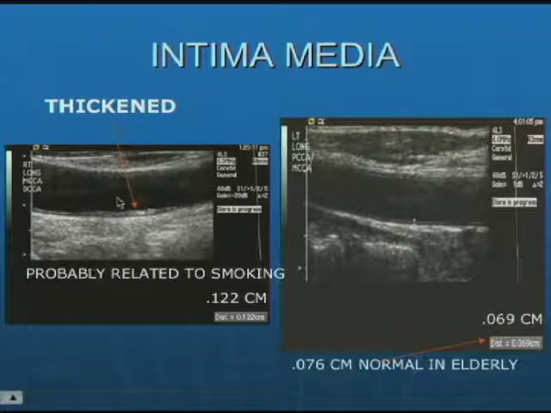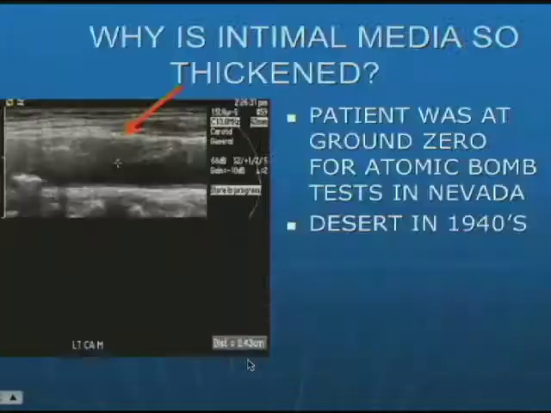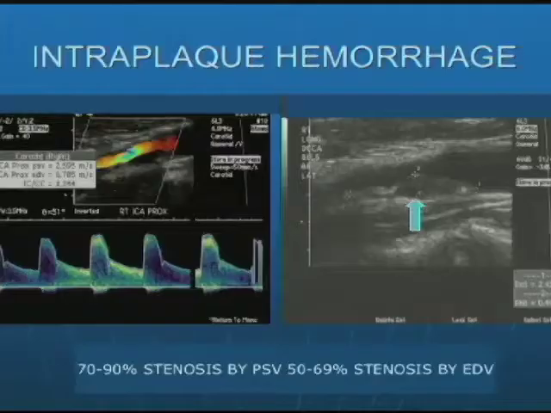And here on the opposite side is thickening of the intima media, and this kind of thickening is usually related to smoking. Now, in this instance, the intima media is incredibly thickened on the anterior side, and this patient gave a history of being at ground zero for the atomic bomb tests in the Nevada desert in the 1940s. Radiation will cause remarkable thickening, such as you see here.